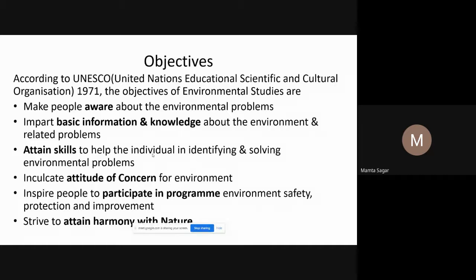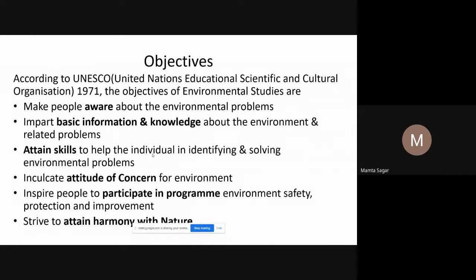I have already taught you what the components of the environment are, and all the components are getting affected by environmental problems. But we are not aware of whatever is happening in our surroundings. We have already discussed how environmental problems affect our surroundings and different components: physical, biological, social, political, even psychological. Our performance is dependent on that, but we do not take it seriously. So impart basic information and knowledge about the environment and related problems. This is the next objective.